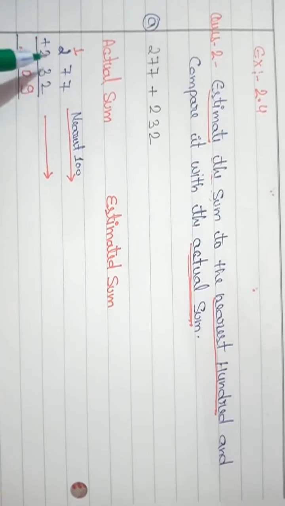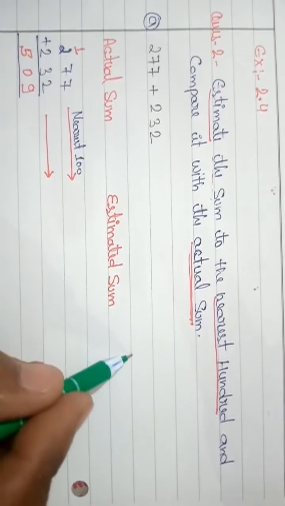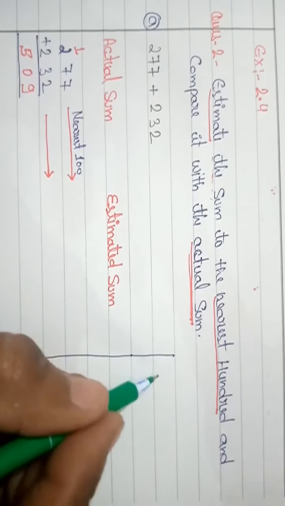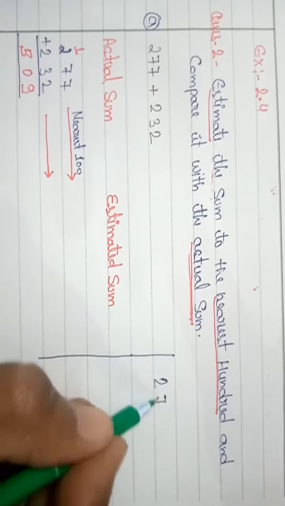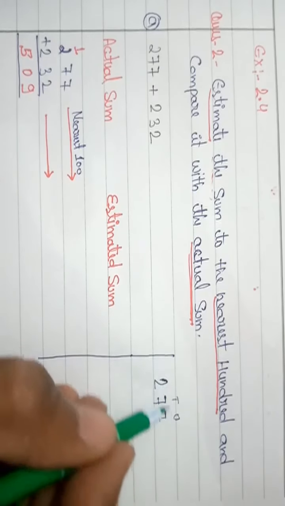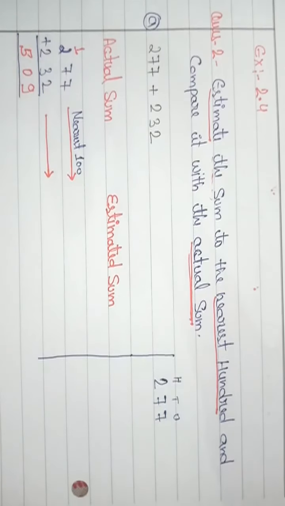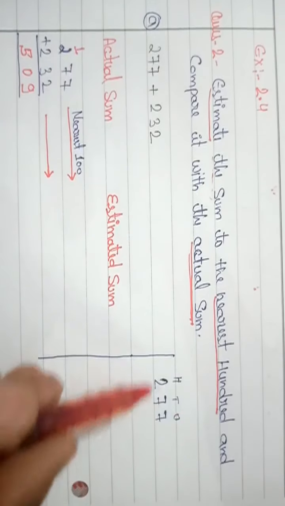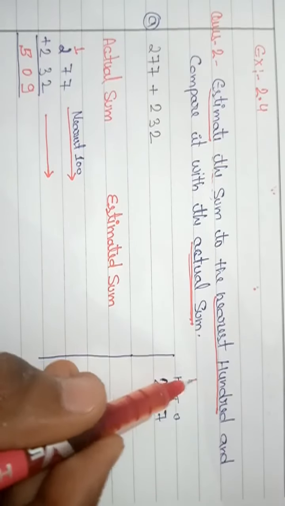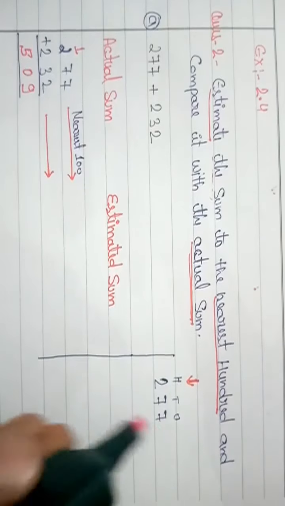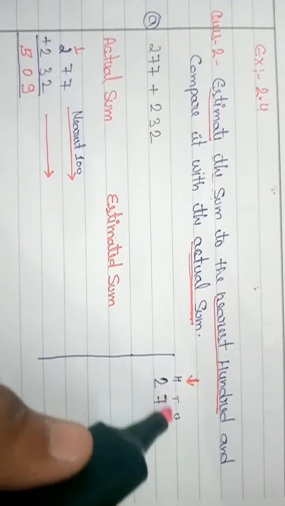Nearest 100 of 277. Let's take a rough column and write your number, placing it in ones, tens, hundreds. Step 1, target your digit because we are finding the nearest 100. So target your 100 place and highlight your right hand side place.